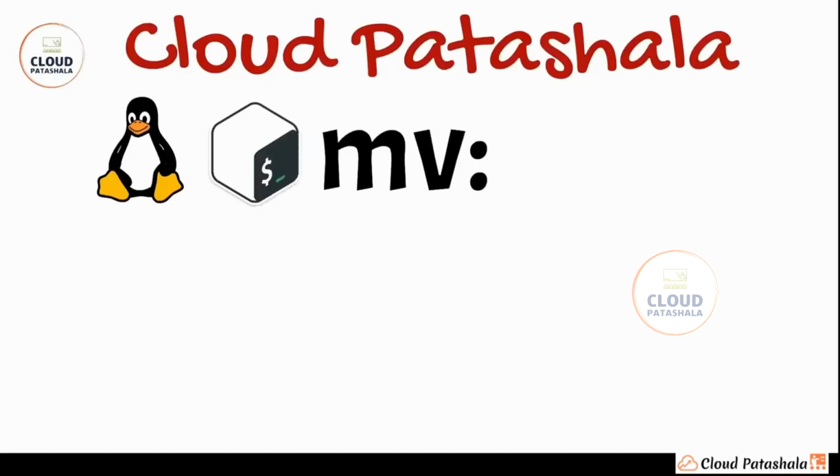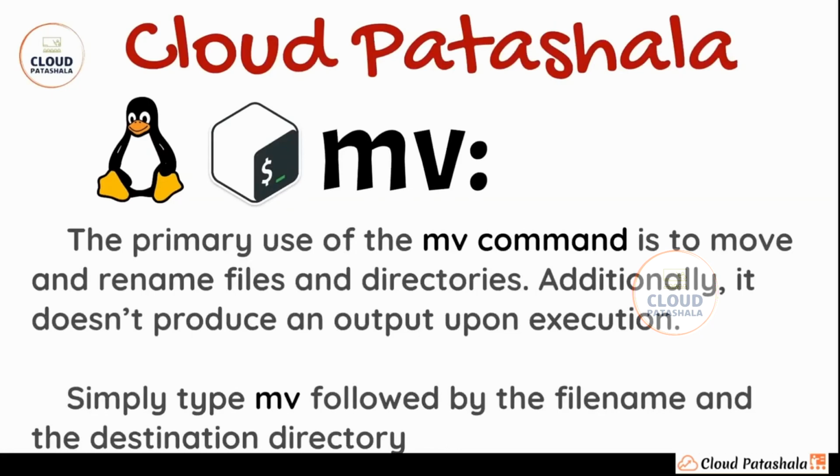The next command that we have is move. Move is very similar to copy, where in the cp command the source file is left as it is, whereas in the move command the file is renamed or moved to a different directory. The primary use of the mv command is to move or rename files and directories. Additionally, it doesn't produce any output upon execution. Simply typing mv followed by the file name and the destination directory would do the job, wherein we just have to provide the file name and the destination directory where we want to move the file.